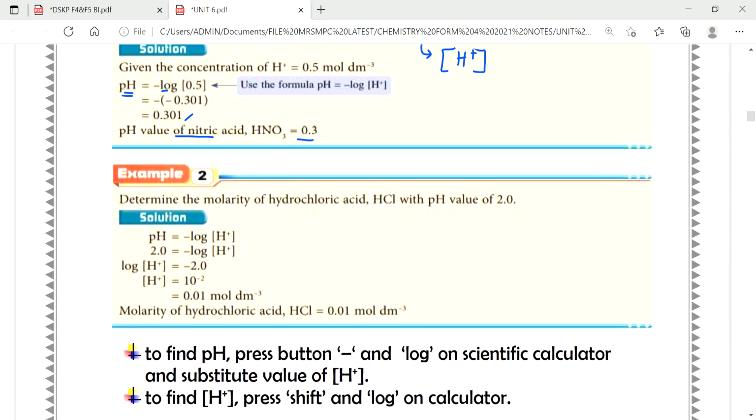Okay, and then example 2, determine the molarity of hydrochloric acid with pH value of 2.0. Sekarang ni dia tak tanya pH dah. Dia terbalik. Dia nak tanya molarity, iaitu concentrations of H plus. So macam mana? Kita tahu ini adalah formula dia. Macam mana kita nak dapat H plus? Dia bagi pH. So untuk dapatkan H plus, tengok sini.